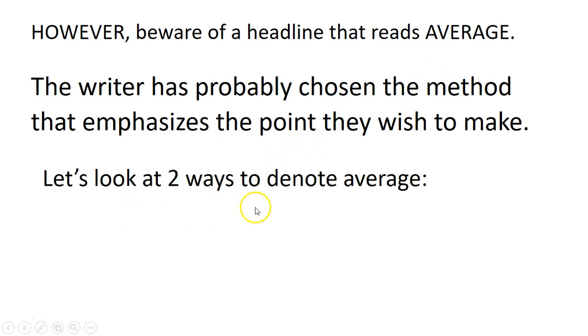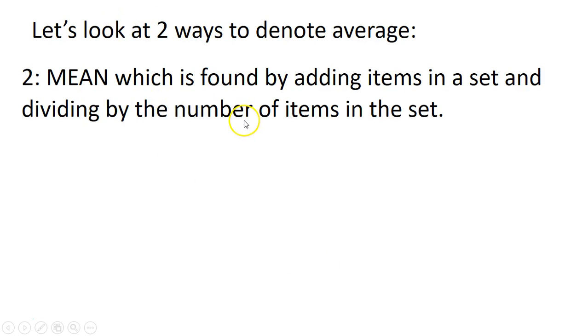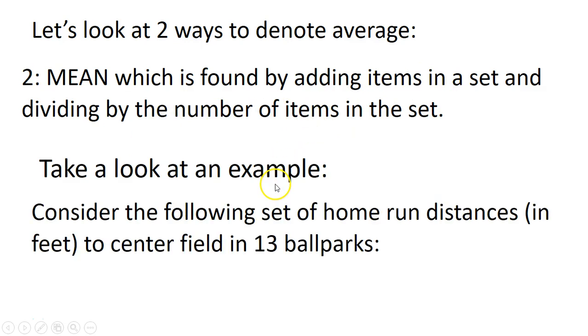So let's look at two ways to denote average. Again, the median, which is the middle number of a set of arranged numerical values in order. And then let's look at the mean, which is, again, found by adding the items up in a set and dividing them by the number of items in the set.